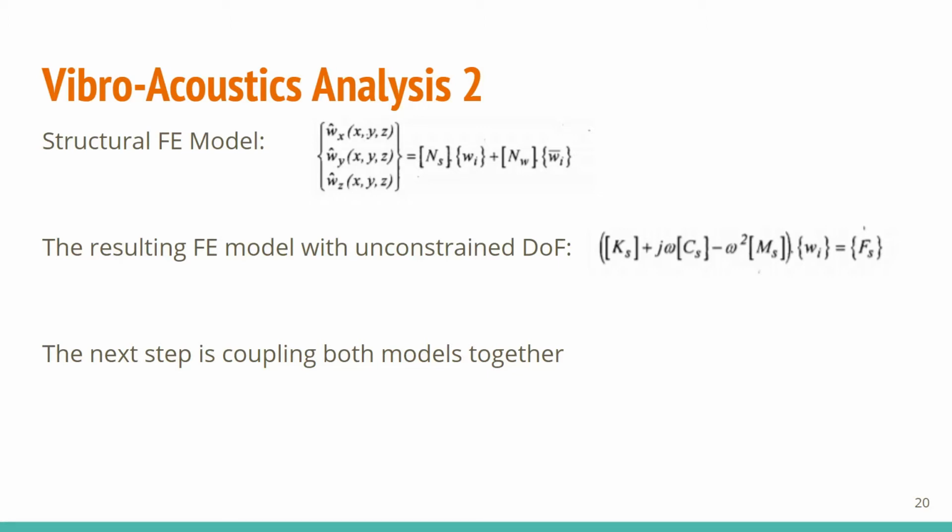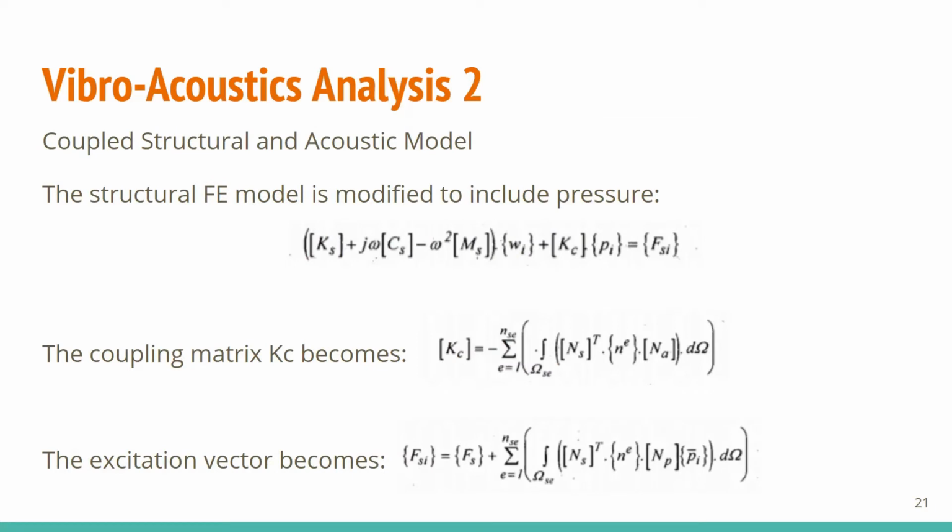The next step is coupling both models together. The first step is to include pressure in the FE model. So you're going to have the same initial terms on the left, the Ks, Cs, Ms, but you're also going to add Kc Pi.